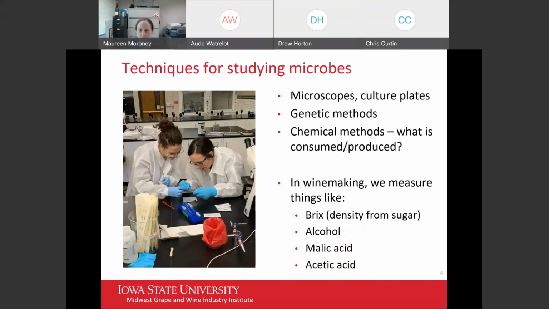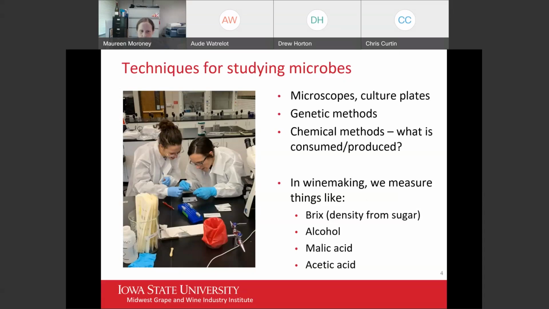But when we think about doing microbiology, most people probably picture using a microscope or looking at colonies of microbes on little agar plates. And those techniques are still widely used and they're still valuable. But there are also lots of other ways to gain insight into what the microbes in our wines are doing. And some of them are things that a lot of us do on a regular basis without really thinking about the microbes behind them.